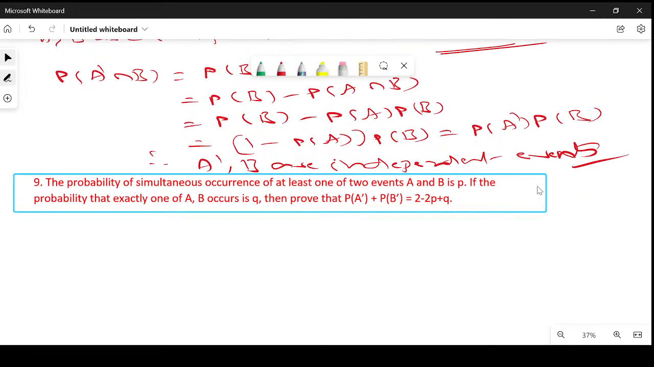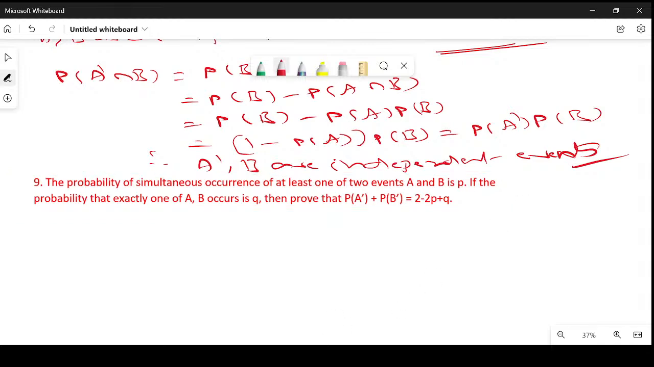Should I repeat any problem up to question number 8? Let me know. Should I repeat any question up to question number 8? I will repeat question number 8. So with this I am going to complete the last problem. Now it takes around 2-3 minutes. I hope you understood. I am going to explain the 9th problem.